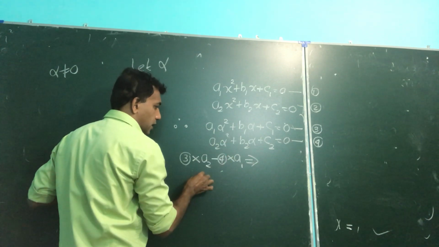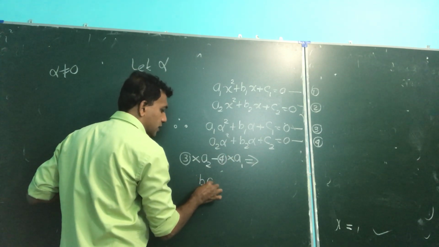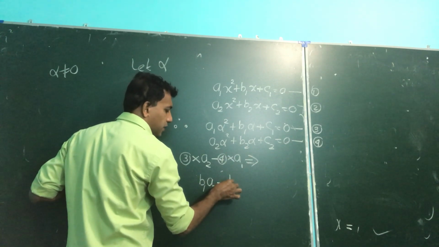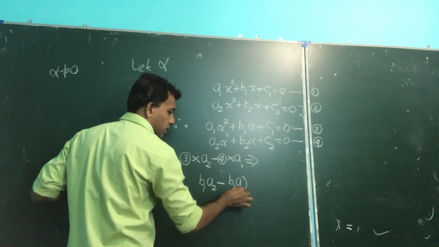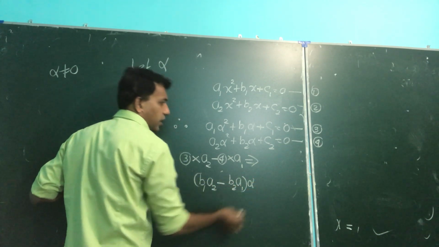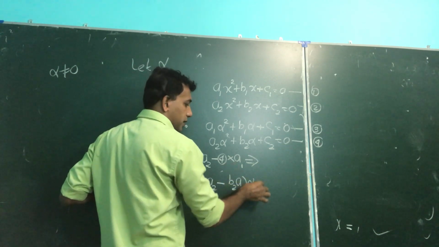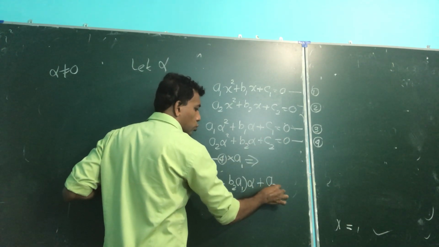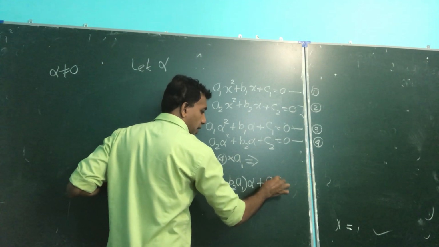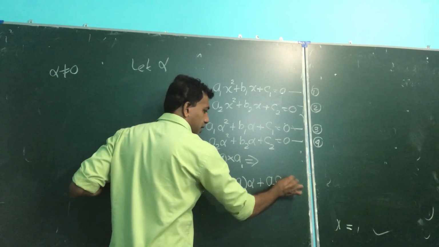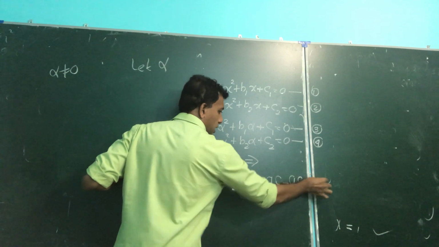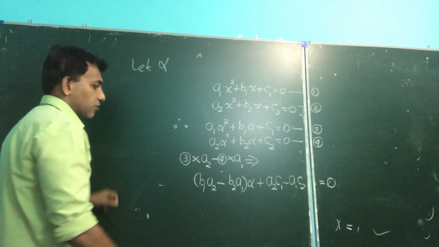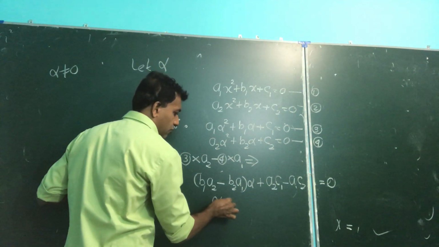Therefore, what is that? b1 a2 minus, subtract here, b2 a1 alpha. Okay, take the alpha out, right? Here, first take multiple by a2, a2 minus a2c, a2c1 minus a1c2 equal to 0, right? Equal to 0. Therefore, find alpha.